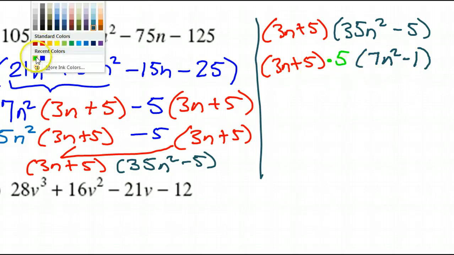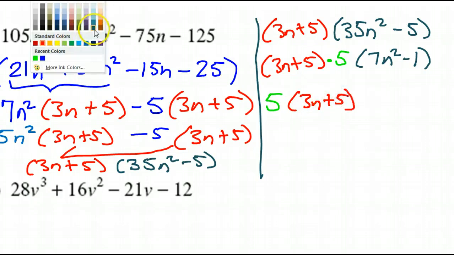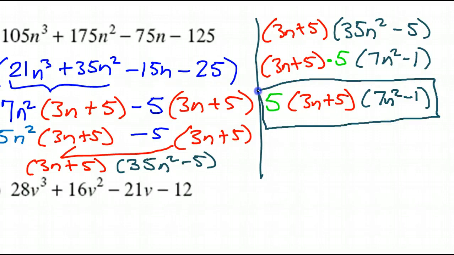We are usually more comfortable putting that constant factor, the 5, in the front. So I'm just switching the places of these, but I'm not changing the answer. So I would have 5 and then 3n plus 5 and then 7n squared minus 1. Okay, that is the answer number 8.